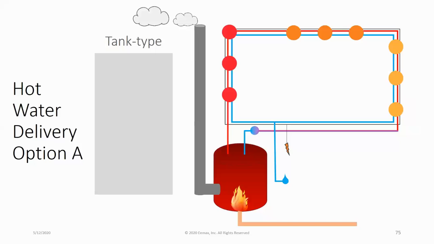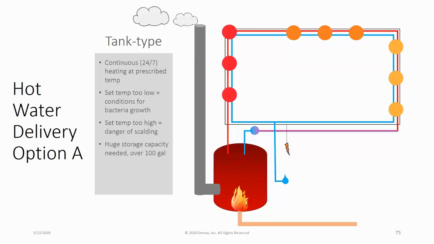How do we deliver hot water? Hot water delivery A, we're talking your central system, whether that's going to be a tank, a tankless, or a boiler. But generally they're running 24/7. You have opportunities for risk of bacteria and scalding if it's set too low or too high. Generally you're going to have a storage capacity. And again, the main benefit to a central system is you can do multiple applications with one system, but with an extensive piping network and system integration.